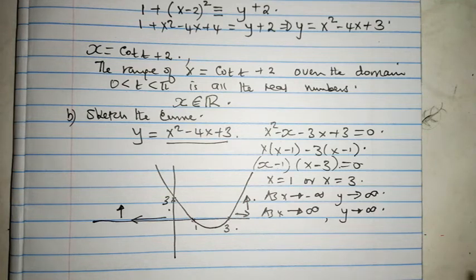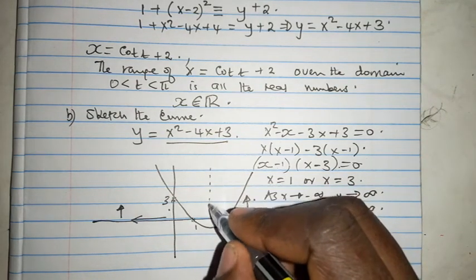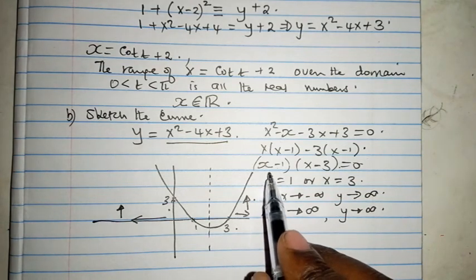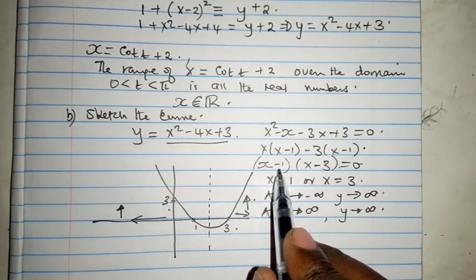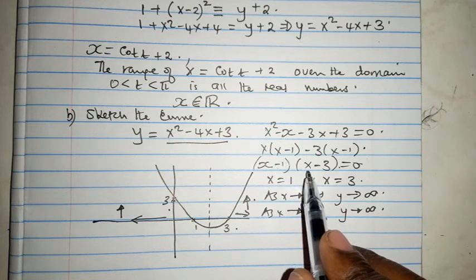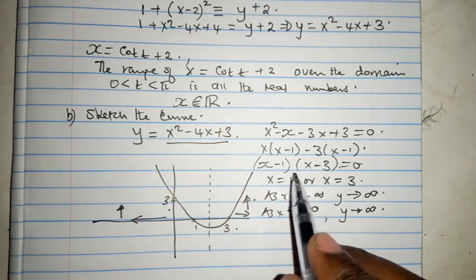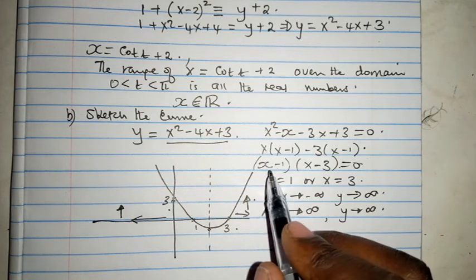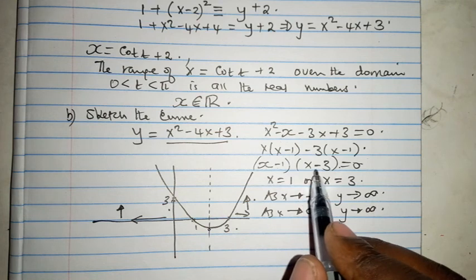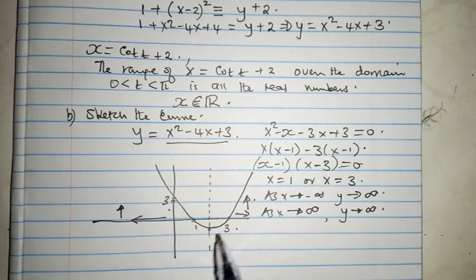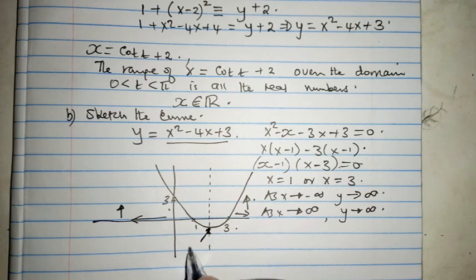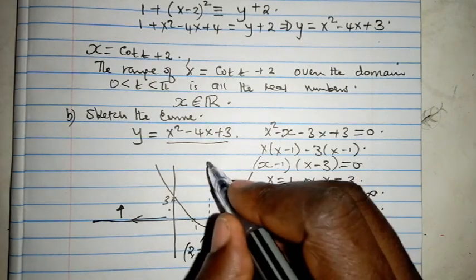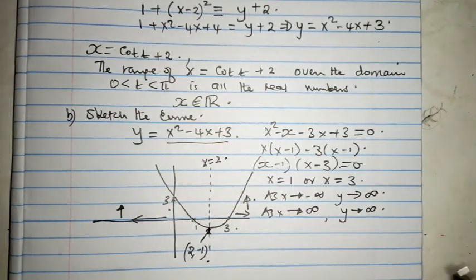Hence, we have sketched the curve, and the curve is symmetrical about the line x equals 2. You just substitute x equals 2 here: 2 minus 1 is 1, and 2 minus 3 is minus 1, so 1 times minus 1 is negative 1. So this particular coordinate is (2, negative 1). It's symmetrical along the line x equals 2.